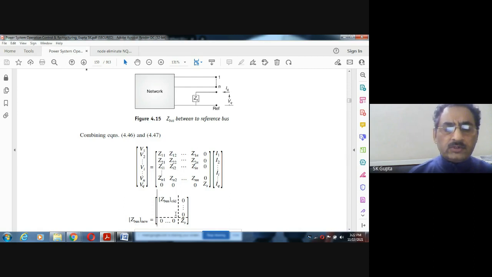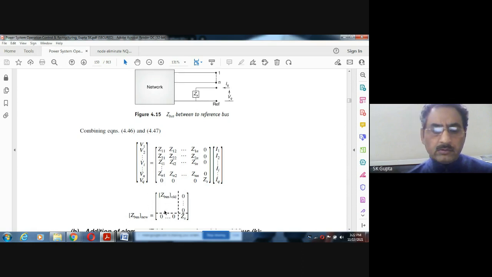There is nothing to remember in this. The only thing to remember is that a transmission line between new bus and zero, then one row and one column element will be added, and in the diagonal there will be Zs, which will be equal to the value of the transmission line impedance. So this is called the type 1 modification.